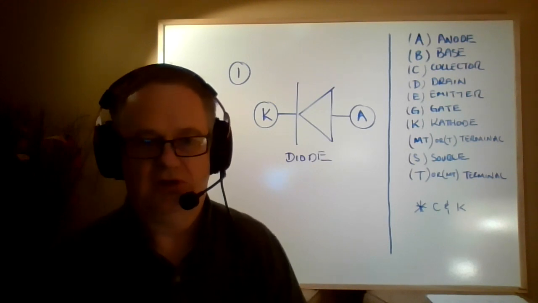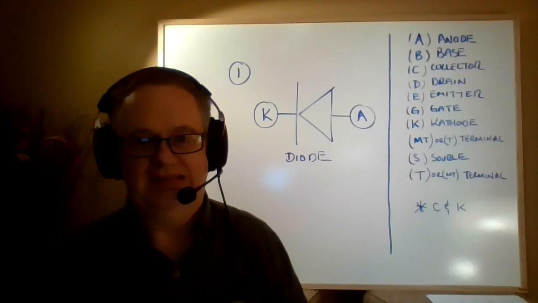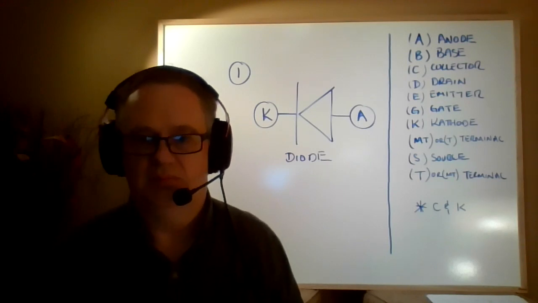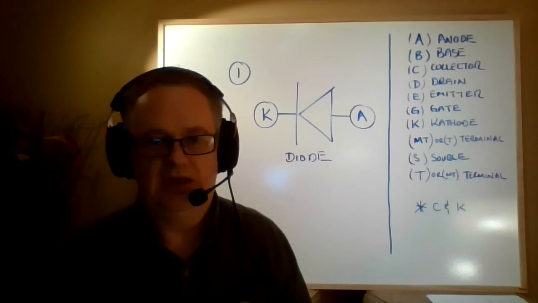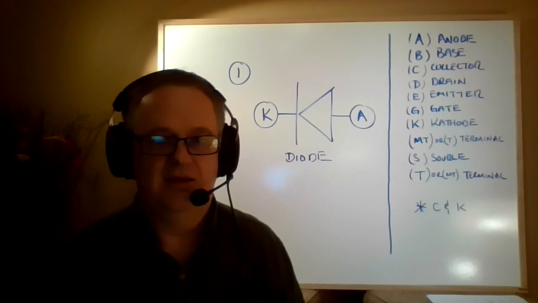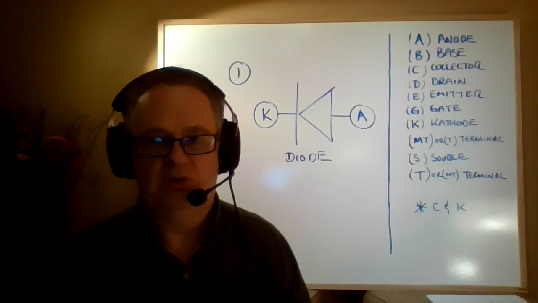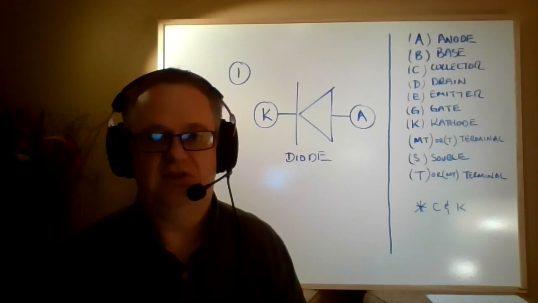Now you'll notice that the letters C and K have some specific meaning here. K is normally used for cathode, which is the lead connected to the N-type material in a PN junction. And C is usually used for collector. Now, even though the word cathode is normally spelled with a C, in order to avoid confusion between collectors and cathodes, we're going to use K for cathode and C for collector.